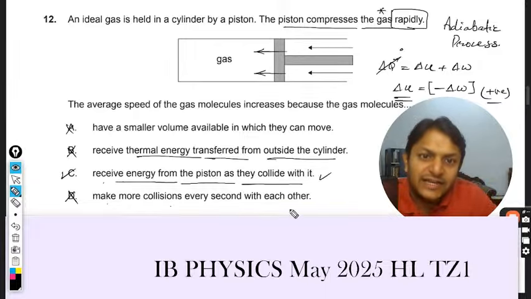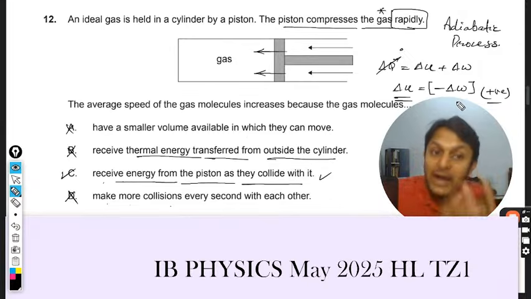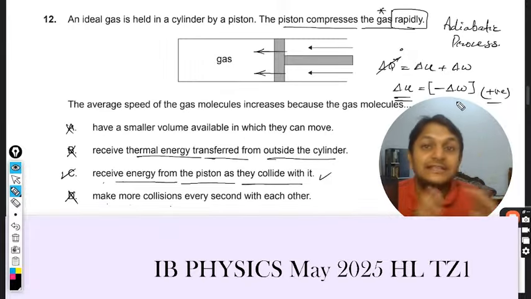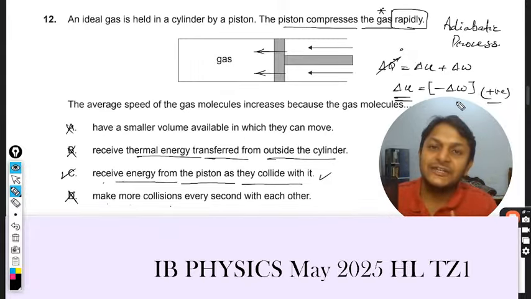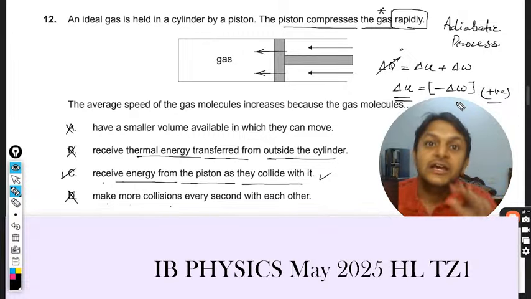So indirectly, we can say that the work done by the piston on the system is converted into internal energy, and that is why the internal energy is increasing. This is the complete scenario of this question.